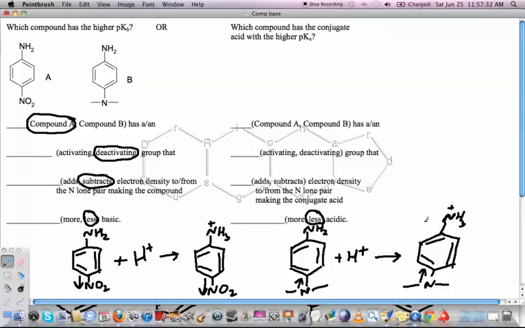So this particular conjugate acid is going to be less acidic. And the compound we're talking about here is compound B. And compound B has an activating group, which is adding electron density to the lone pair. And this is going to make the conjugate acid less acidic.